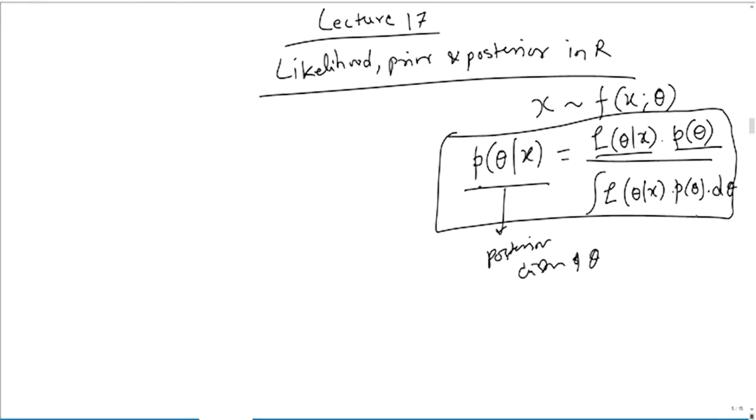Now let us take an example to see how we can compute all these terms. So how do we compute the likelihood function, the prior distribution and the posterior distribution? Okay, so we'll take a simple example and see how it works in practice.